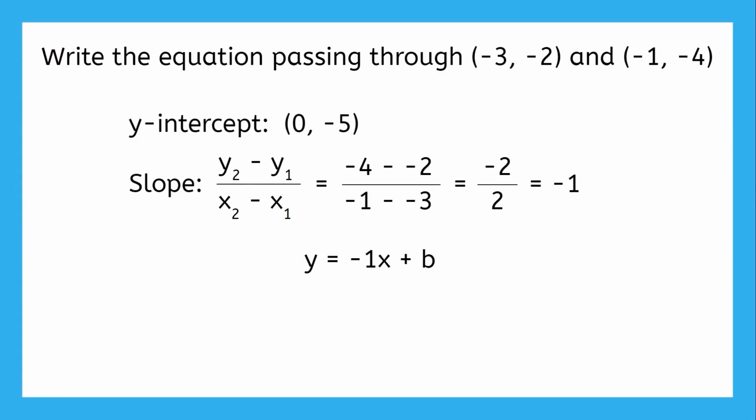So then the equation will be y equals -1x minus 5. And we can simplify that a little bit by remembering that the coefficients of 1 can be invisible, and adding a negative is the same thing as subtracting.